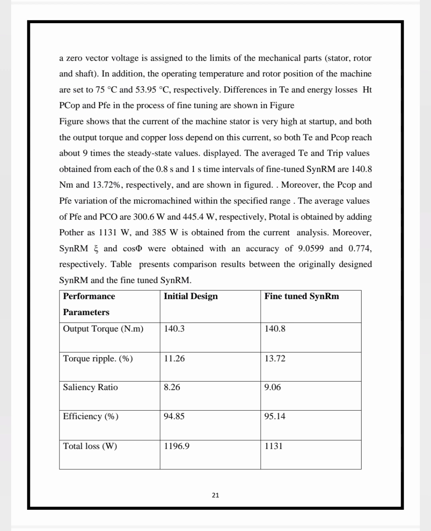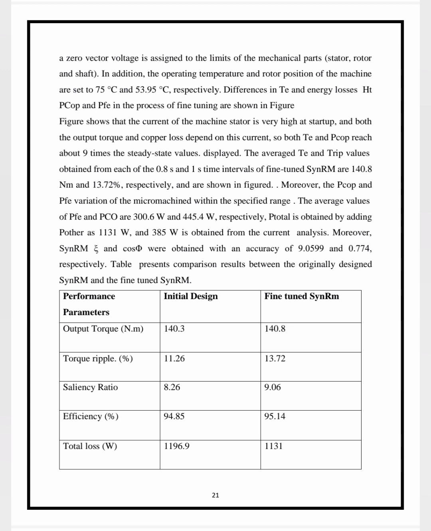Moreover, power losses of the copper and the iron may vary because of the variation of the machine within the specified range. As in the figure, the average values of iron and copper losses are 300.6 watts and 445.4 watts. These are the power losses, and the total obtained by adding both is 1131 watts, and 385 watts obtained from the current analysis. Moreover, the CNRM efficiency and cos theta were obtained with the accuracy of 9.0599 and 0.774.